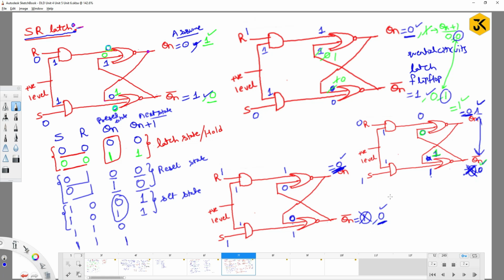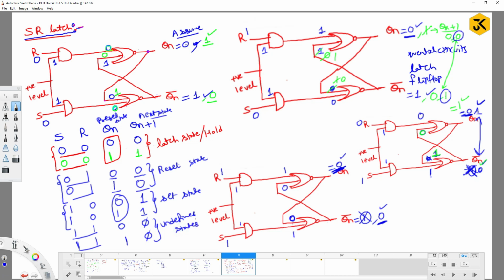0 for the Q1 bar, but it should be 1. If you pass 0 here, 0 with 1 is again 0. If you do this process continuously even n times, you are always going to get Q1 as 0 and Q1 bar as 0. So is it correct? No. Meaning that your circuit is not going to work perfectly for the inputs 1 and 1. So I can say that these two are undefined states.